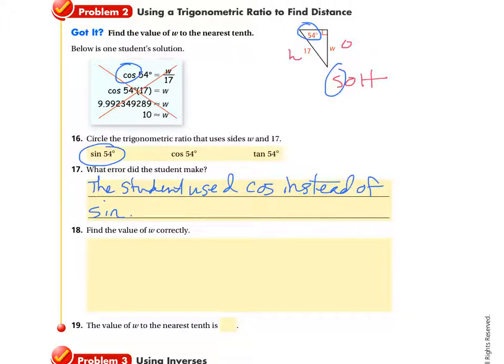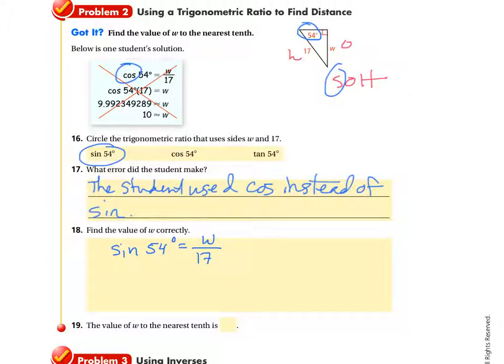And then we're going to find the value W correctly. You will need to be bringing your, as I said before, your scientific calculator with you to class. But let's look at how we should set it up. So instead of cosine of 54 degrees, we're going to write sine of 54 degrees equals. And then what is our ratio for sine? Some old hippie. What's old? The W. What's hippie? The 17.